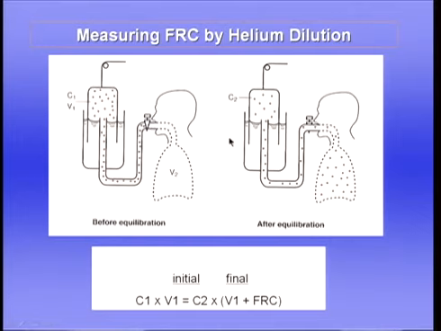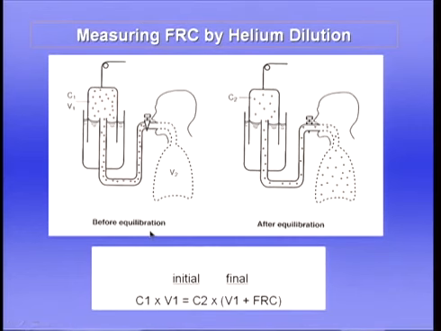But then we open the tap, and he starts to breathe from the spirometer. We allow him to do this until there's equilibration of the helium concentration between the spirometer and the alveolar gas. He starts to do this at FRC, functional residual capacity, and we wait until the helium is evenly distributed. During that period, incidentally, we add oxygen to make up for the oxygen he's consuming, and we also absorb the CO2 that he produces, so we keep the volume of the spirometer constant.